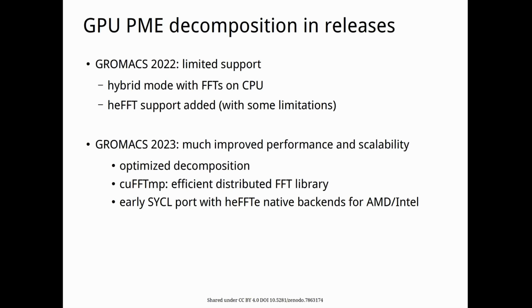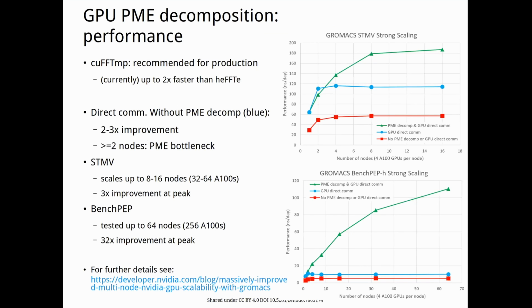In the 2023 release, we have much improved performance and scalability by optimizing various algorithmic aspects, but also by working closely with NVIDIA to define our needs and waiting for a fast FFT library, which materialized in the cuFFTMp library, an efficient distributed FFT library that performs really well, as you will see shortly. And last but not least, we have added an early SYCL port with heFFTe to GROMACS 2023 with native backends for AMD and Intel, and Andrey will mention details about this a little bit more.